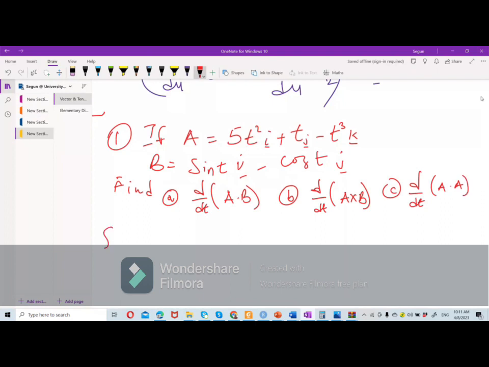So, the solution now, let's look at it. Remember that we know the definition of d dt of A. We have d dt of A dot B to be equals to A dot dB dt plus dA dt dot B. So we need to solve this one after the other.